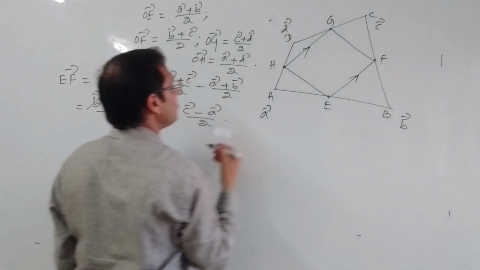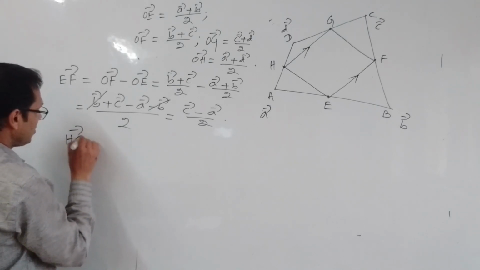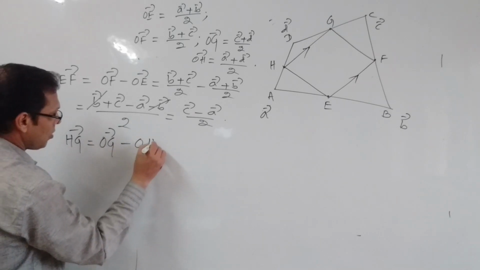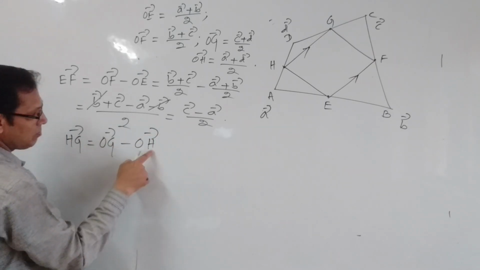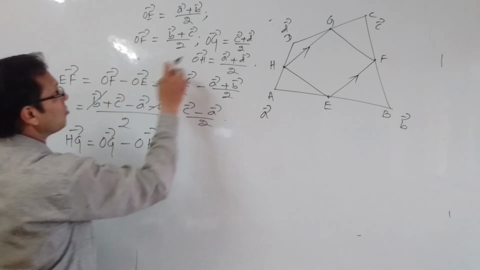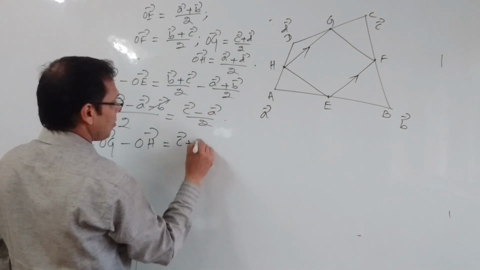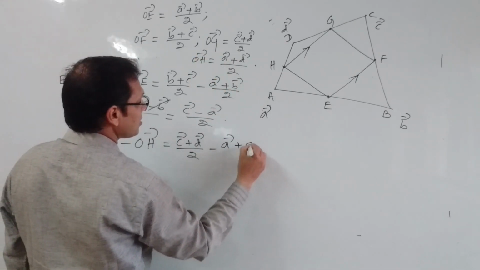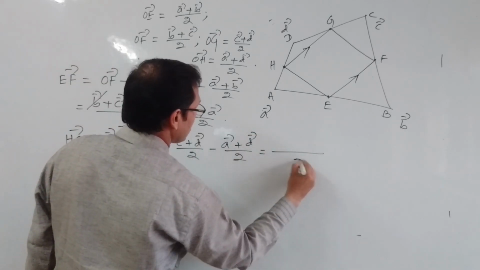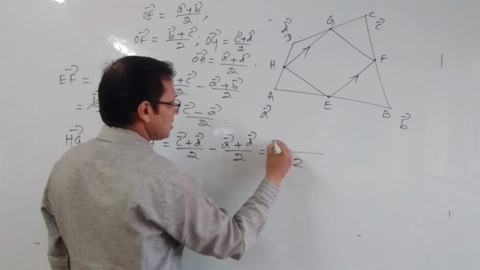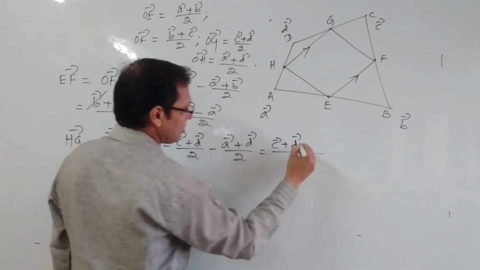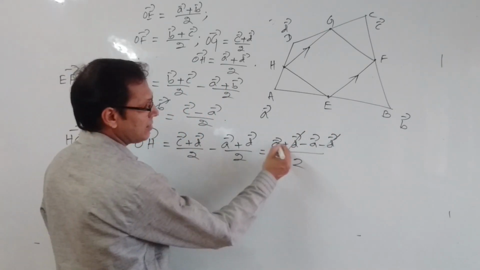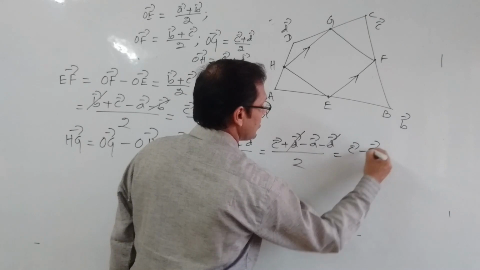Now we will find the HG vector. What about HG vector? That is the position vector of G, OG vector, minus OH vector. OG is C vector plus D vector by 2 minus OH, that is A vector plus D vector by 2. Taking LCM 2, C plus D minus A minus D. So D cancels. That is C vector minus A vector by 2.